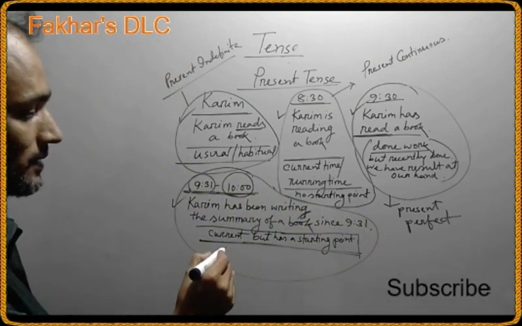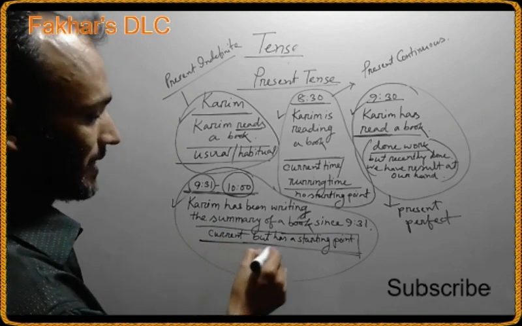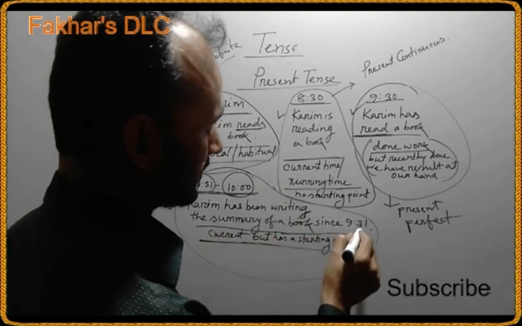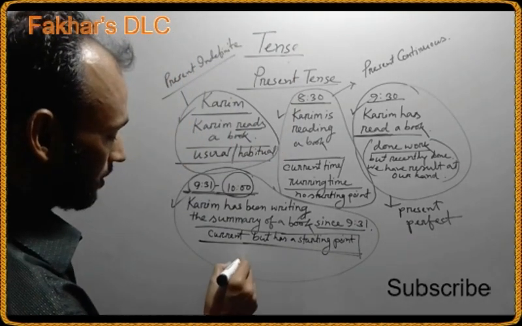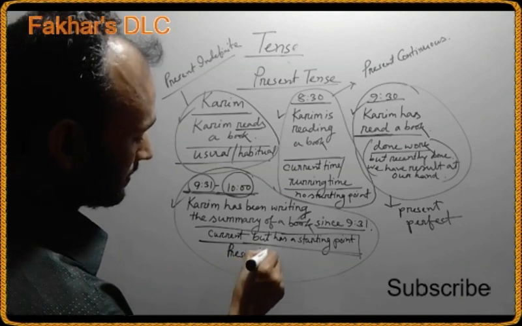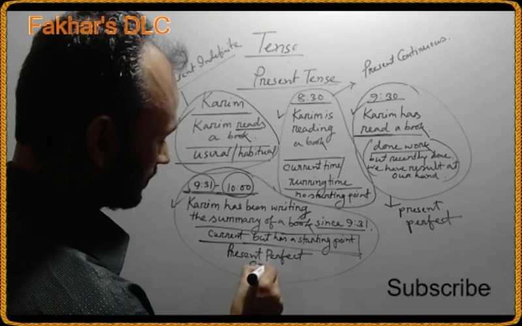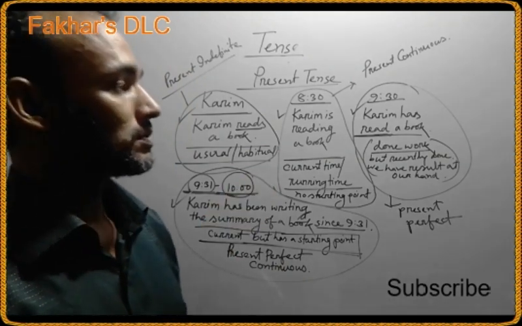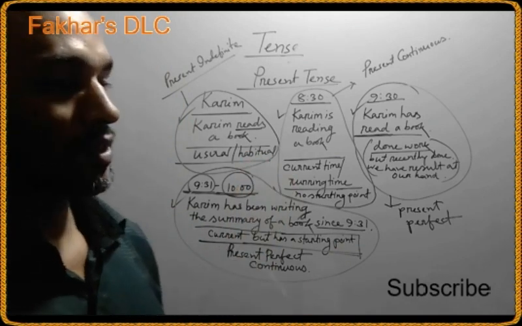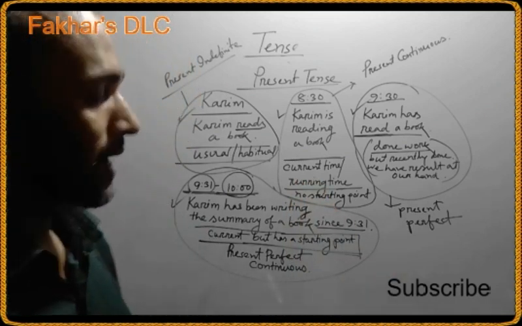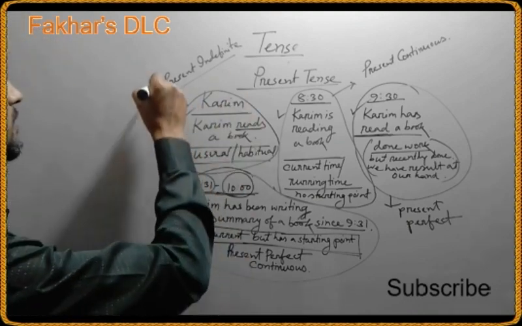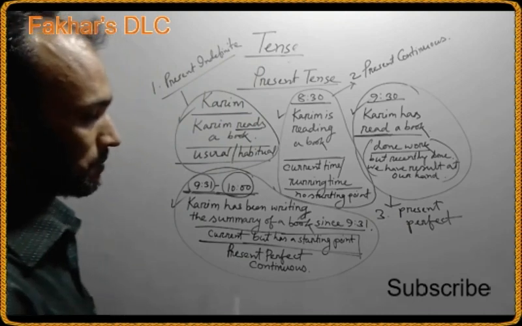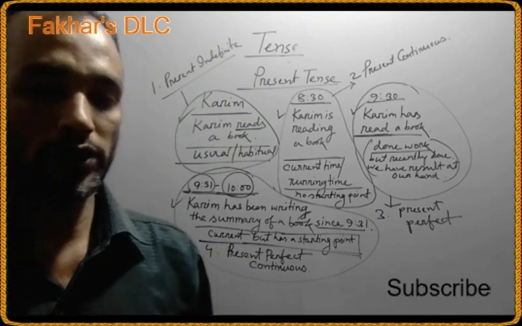And now the last one is this. This is also current work. It is running work, but it has a starting point. Look at this: Karim has been writing the summary of a book since 9:31. This is the starting point. So it's called present perfect continuous. So these are the four tenses of present tense. Number 1, present indefinite; number 2, present continuous; number 3, present perfect; and number 4, present perfect continuous.